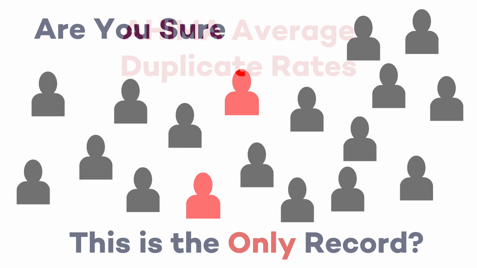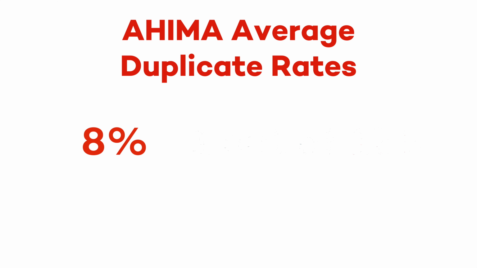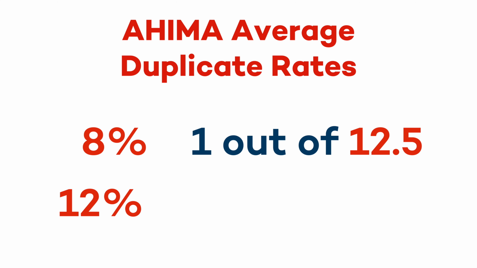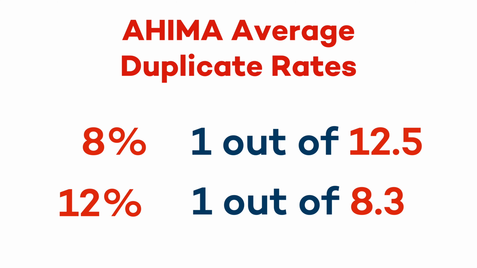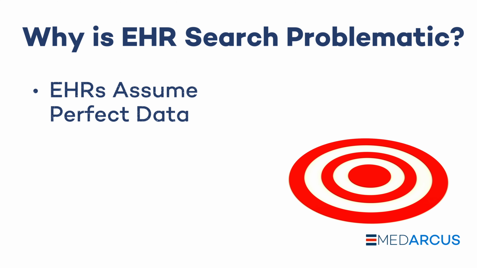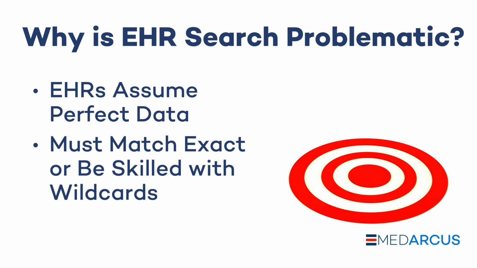With such a high duplicate average count in industry, 8% by AHIMA measurements, we have a 1 out of 12.5 chance of getting an incomplete record. And this is because our EHR searches are problematic. That is to say, the EHRs assume perfect data because it's text-based search. And that's a huge limitation and the reason for all of our duplicates. Because if the data is not exact, then we don't find the patient record. It's really quite that simple. And EHR search, frankly, just misses the mark when data is not perfect.